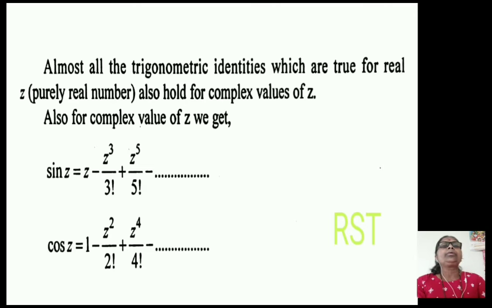Since for real value of x, we know the result sin x as x minus x cube upon 3 factorial plus x raised to 5 upon 5 factorial minus ..., similarly, we get these results for complex values of z also. That means for real and complex, we get the same results.